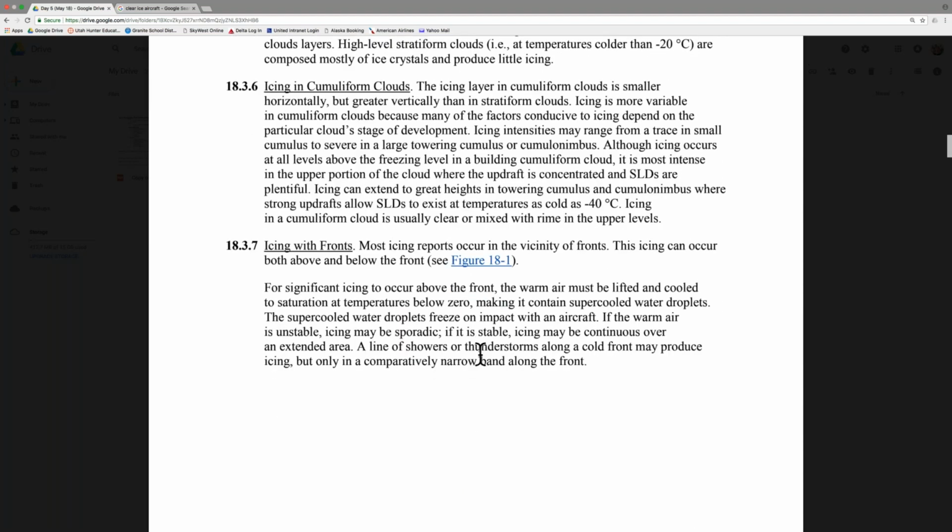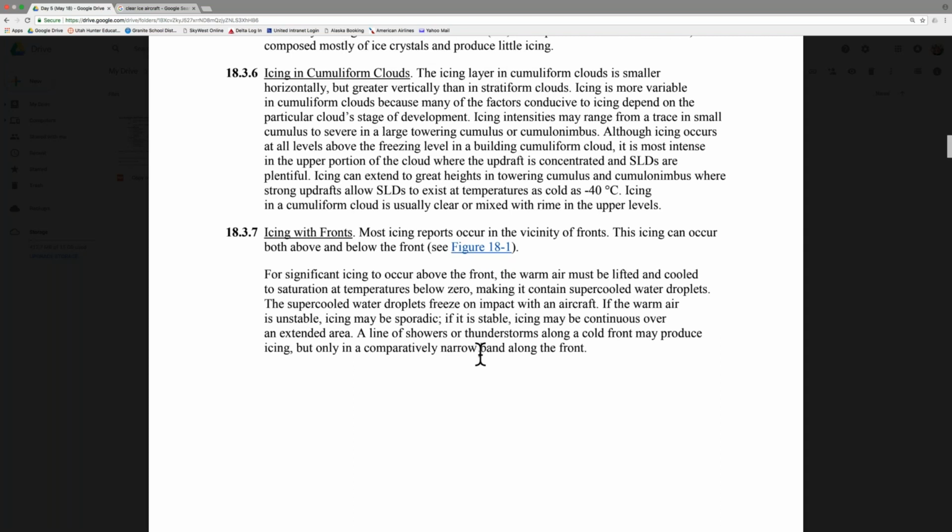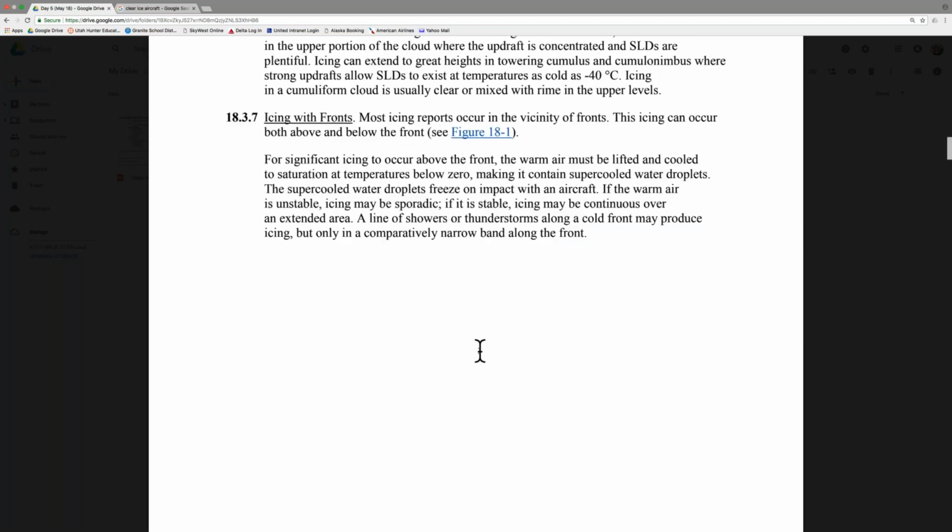Icing with fronts. Most icing reports occur within the vicinity of fronts. This icing can occur both above and below the front. For significant icing to occur above the front, the warm air must be lifted and cooled to saturation at temperatures below 0, making it contain supercooled water droplets. These supercooled water droplets freeze on impact to the aircraft. A line of showers or thunderstorms along a cold front may produce icing, but only in a comparatively narrow band along the front. Okay.